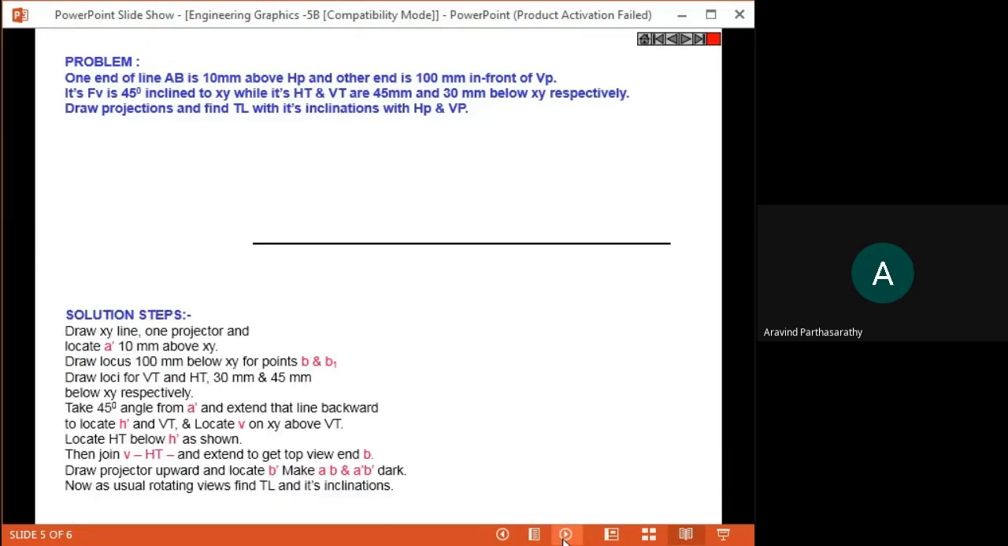First you have to draw the XY line, and they said that one end is above HP and the other end is 100 mm in front of VP. First we mark 10 mm above HP, then 100 mm in front of VP. We take 100 mm. And they said there is an angle: the front view is 45 degrees inclined to the XY line.